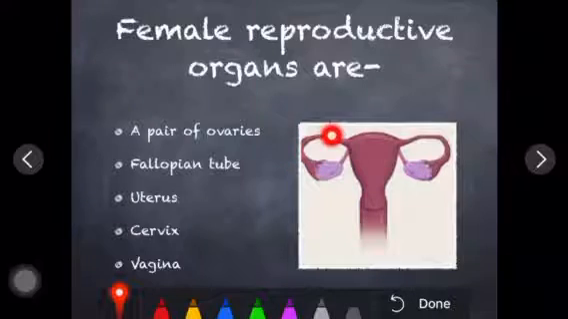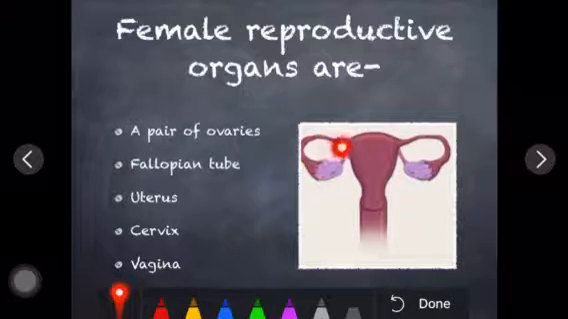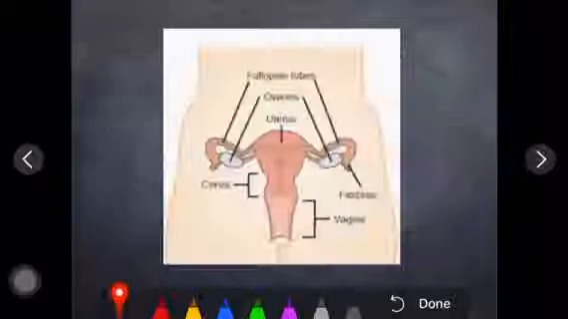They extend into a tube-like structure, as you can see, that is called the fallopian tube, or we can call it the oviduct as well. Then it opens into a hollow womb-like structure, which is called the uterus, and then the uterus extends into a narrow passage that is called the cervix, and a more narrow passage is called the vagina. So one by one, let us study the reproductive organs of the female.